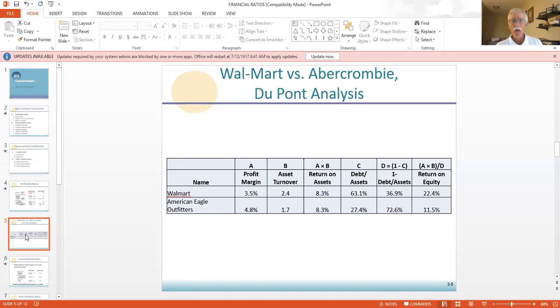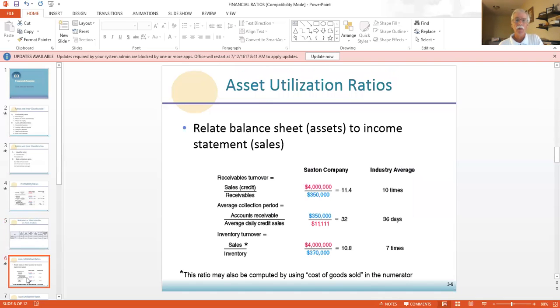American Eagle Outfitter had a higher profit margin but turned its assets over less rapidly, resulting in a lower return on equity. Make sure we're familiar with the DuPont analysis method, please. Under asset utilization, how hard are your assets working? Typically, we look at receivables and inventory as 2 commonly used methods.